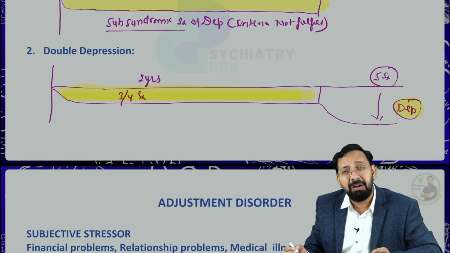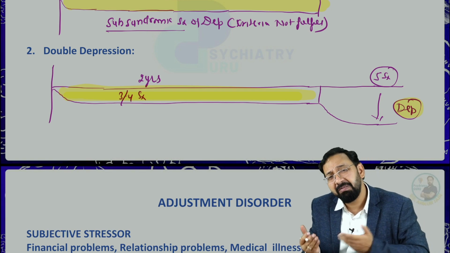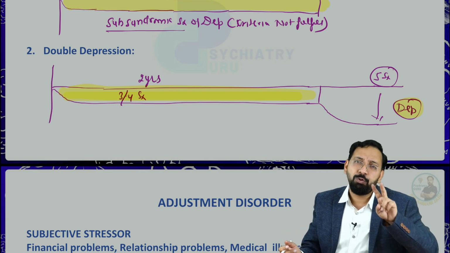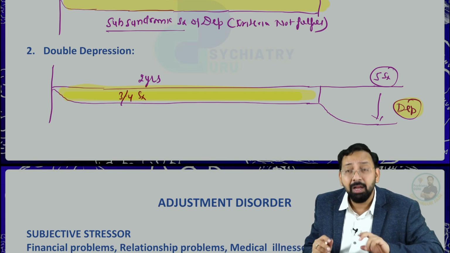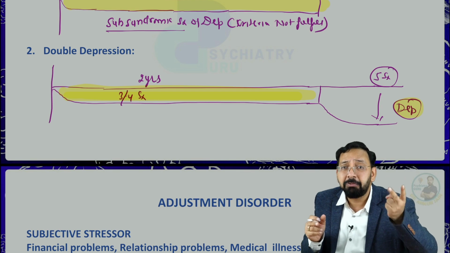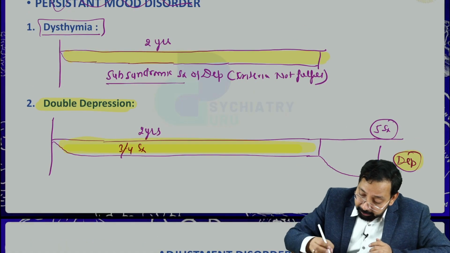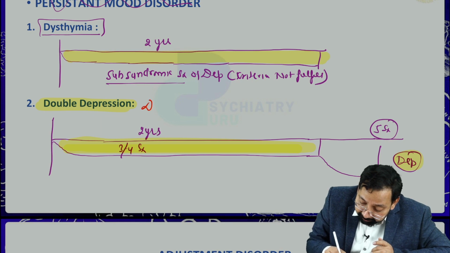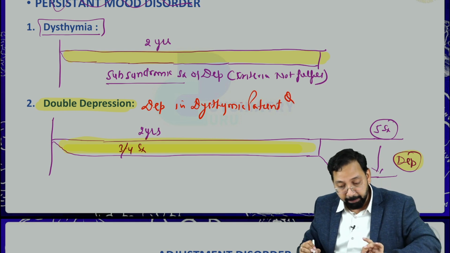The patient would say, Doctor Saab, what are you doing? Sometimes you say dysthymia, sometimes you say depression. What are you doing? You will say you have 2 types of depression. Previously you were having dysthymia. Now you are having depression. Means 2 types, double depression. Double depression means, as the question was asked, depression in a dysthymic patient. This question has been asked.